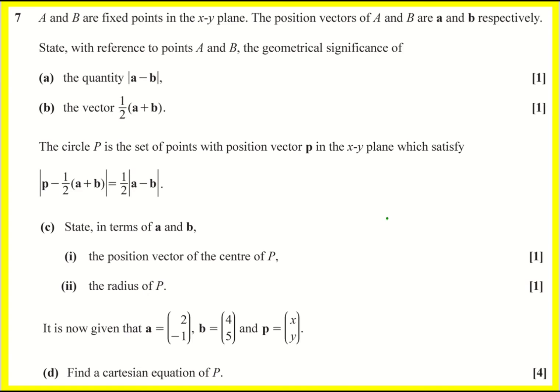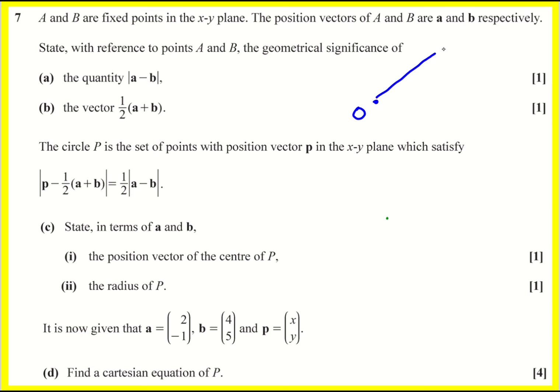This is a rather unique question on vectors, to be fair. So we've got A and B, fixed points in the xy plane, and their position vectors are given as shown. We need to state, with reference to points A and B, the geometrical significance of these quantities. So I think a diagram is going to go a long way here.